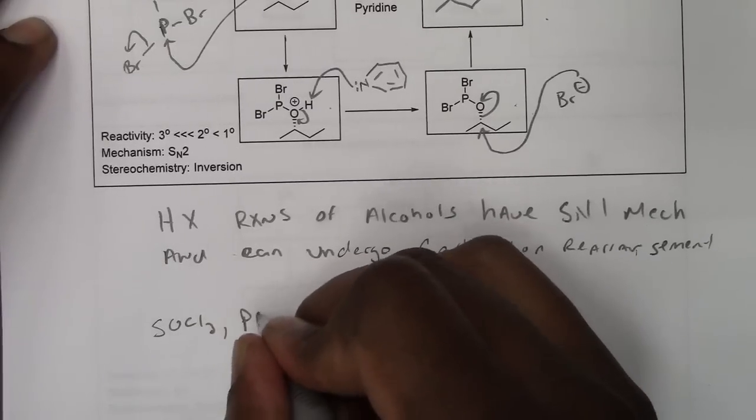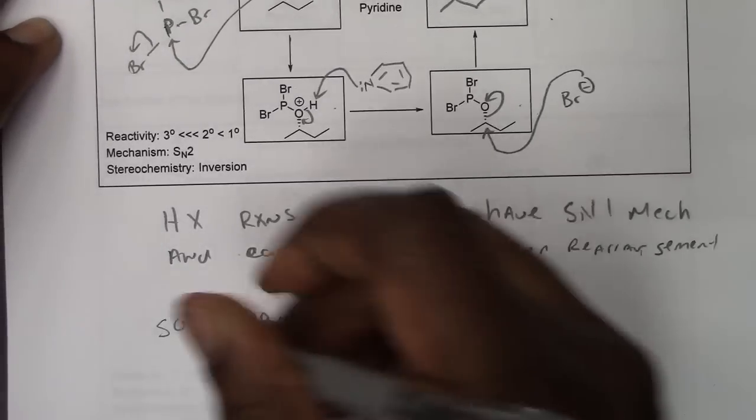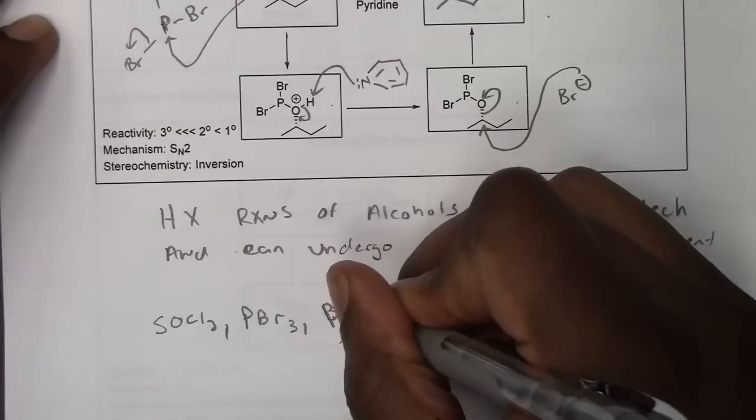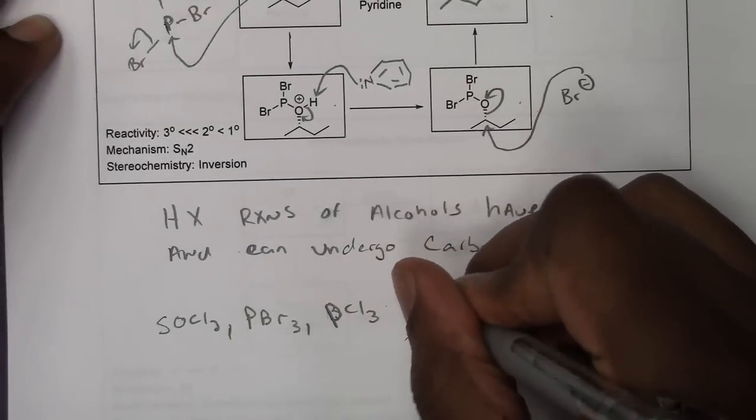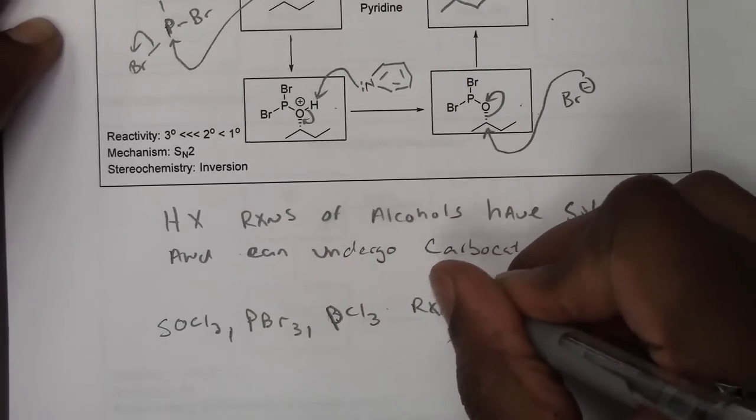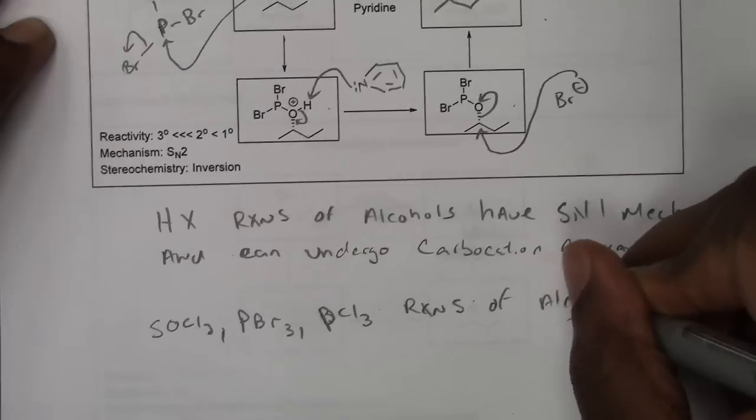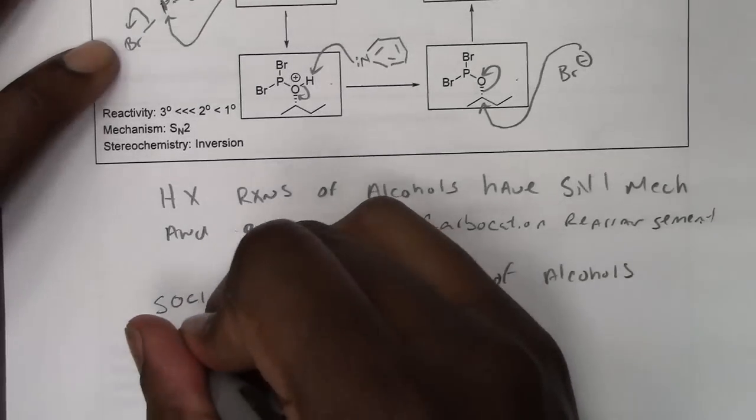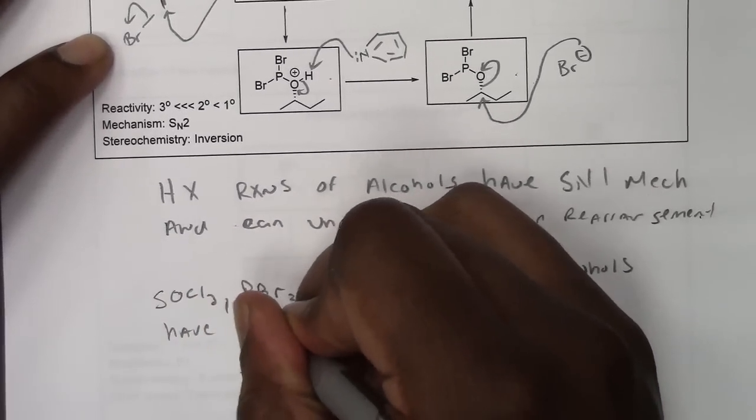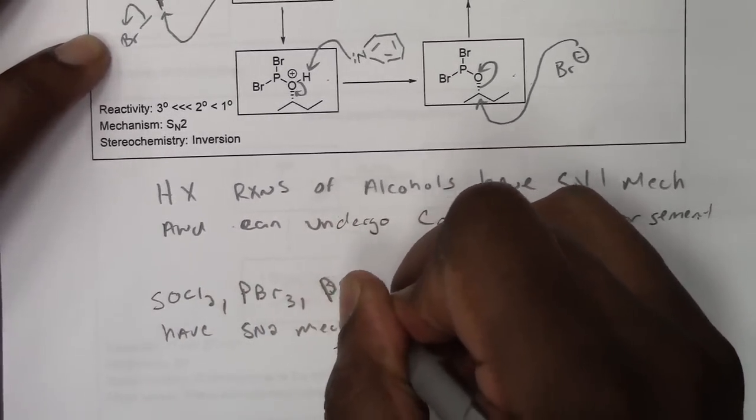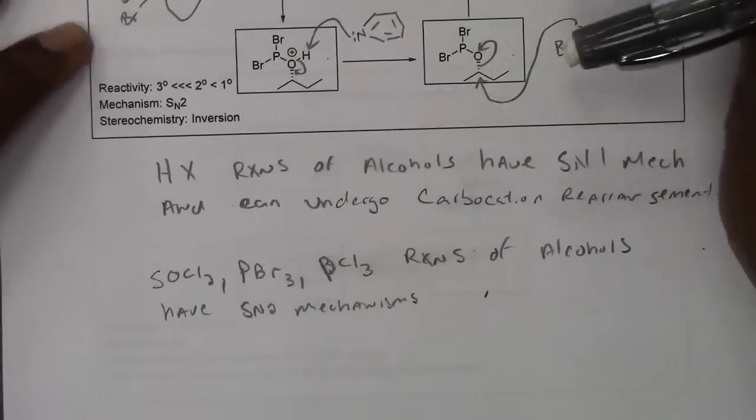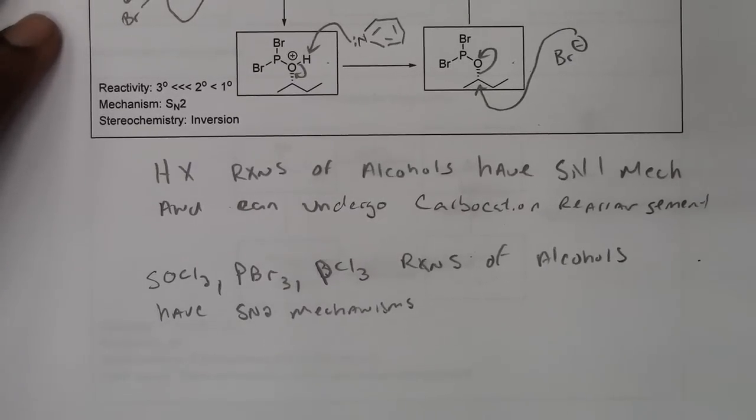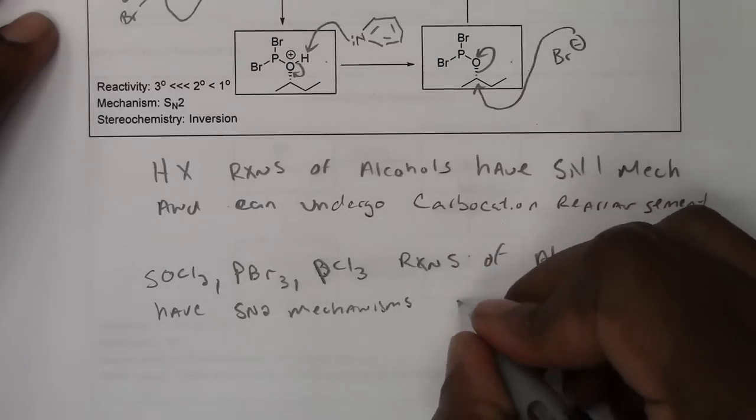SOCl2, PBr3, and PCl3 reactions of alcohols are SN2 mechanisms, or have SN2 mechanisms, which essentially means we will get inversion of stereochemistry and there are no carbocation rearrangements.